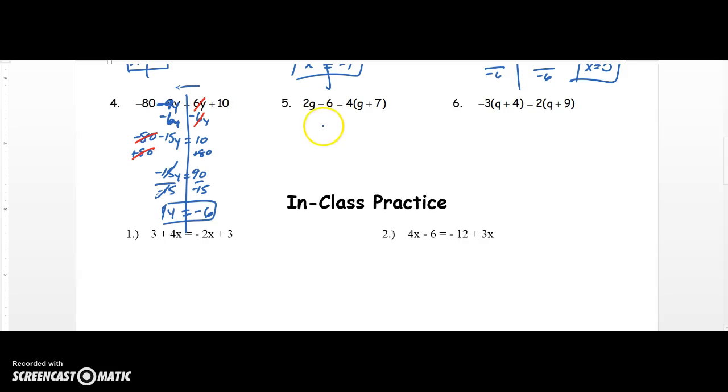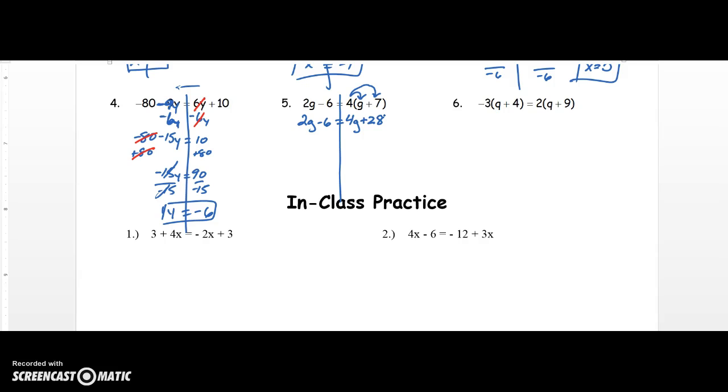Next up, let's take a look. First, you got to combine or distribute is always our first step. So you have 4 times g, 4 times 7. Okay, let's rewrite this since we're not going to touch this right now. So you have 2g minus 6 equals 4 times g, 4g, and then 4 times positive 7. So positive 28. So it's 4g plus 28.